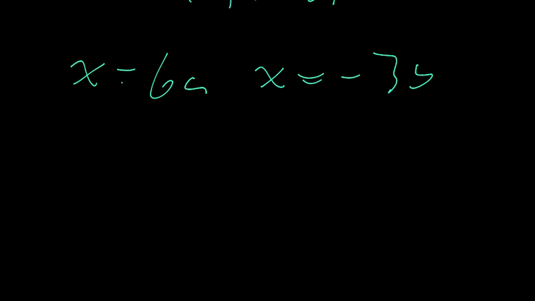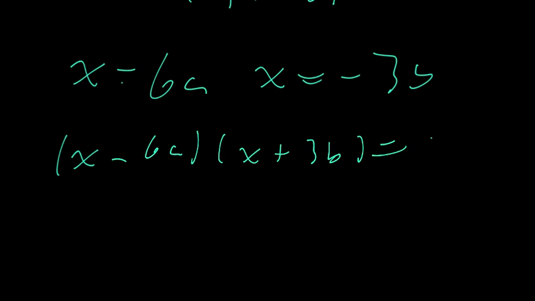So let's take a look at another example. Let's say this time we're asked to find an equation that gives us solutions of x equals 6a and x equals negative 3b. So we're going to use the same process here. We're going to say that we can factor it as (x minus 6a) times (x plus 3b) equals 0.